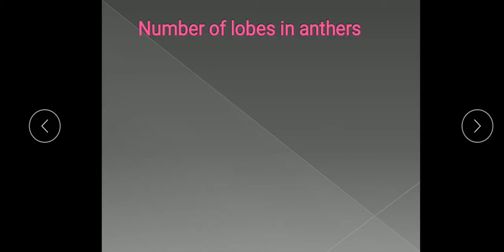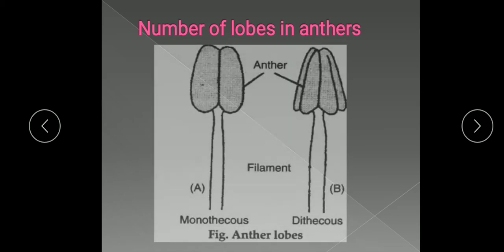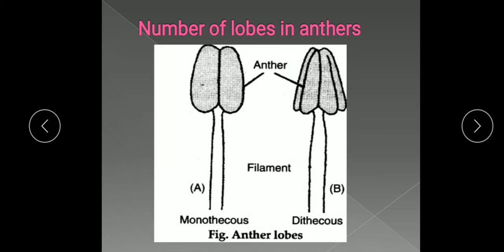Then we will study the number of lobes in the anther. So here two conditions we will study: monothecous and dithecous. Mono means single. So a one lobed anther is known as monothecous, and examples are hibiscus, China rose. Then dithecous condition means there are two lobes. So a two lobed anther is known as dithecous and it is observed in citrus.